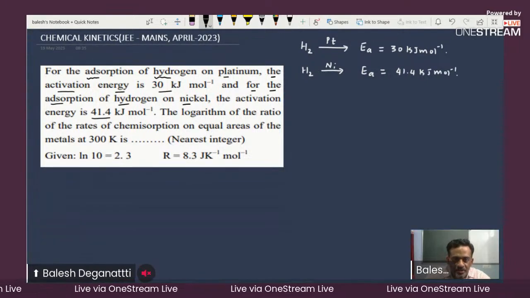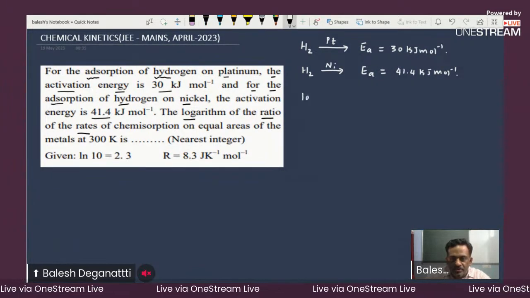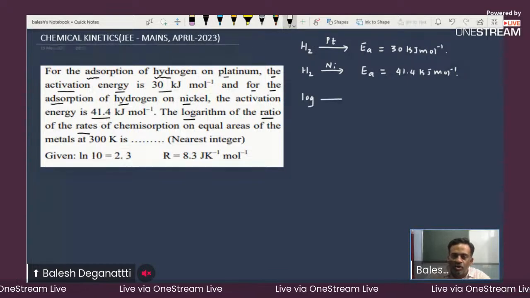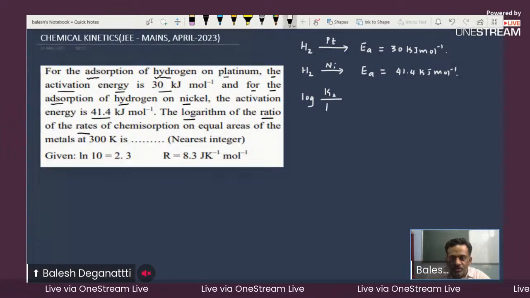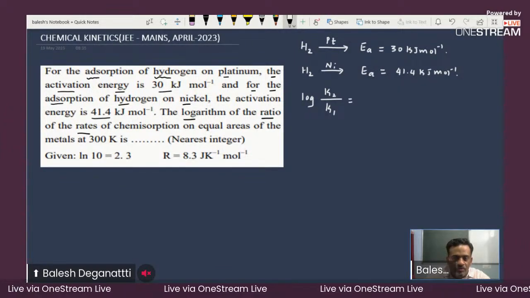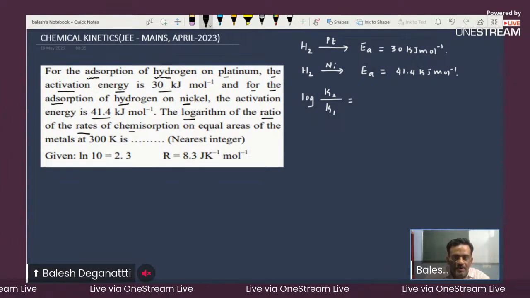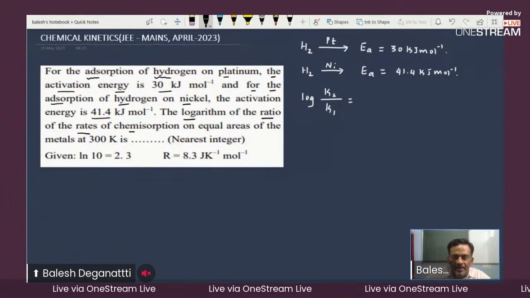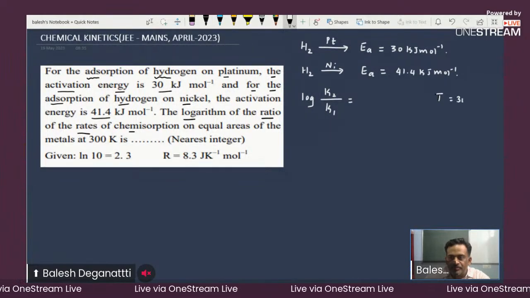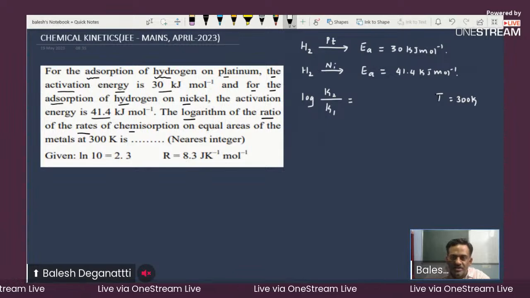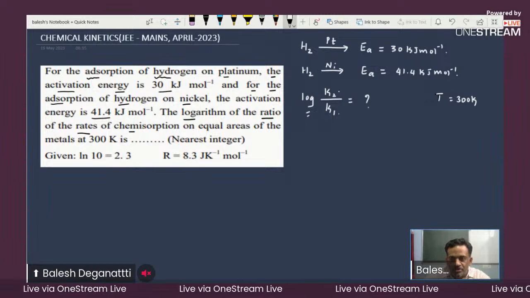Now the question is the logarithm of the ratio of the rate. Rate in the sense we can go for rate constants. I'll consider K2 by K1. For that we have a standard equation. The logarithm of the ratio of rates of chemisorption. Chemisorption means the same adsorption on equal areas of the metal at what temperature? The temperature mentioned is 300 Kelvin. So at 300 Kelvin, the question asked is the logarithm of the ratio of rates of the two processes, how much?